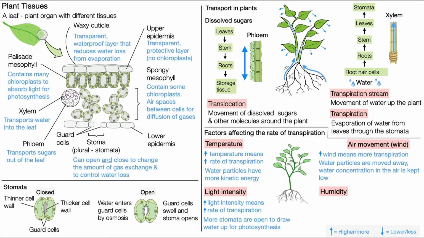And it makes sense. If you have a high light intensity, you want to take advantage of that to increase the amount of photosynthesis. High humidity means a lower rate of transpiration because water concentration is high in the air, and that means that there is going to be a less chance of water evaporating. So high humidity reduces the amount of evaporation from the leaf, reduces the amount of transpiration.